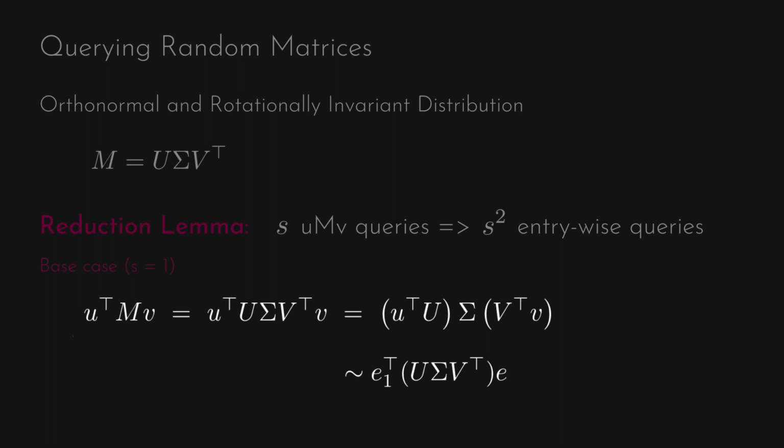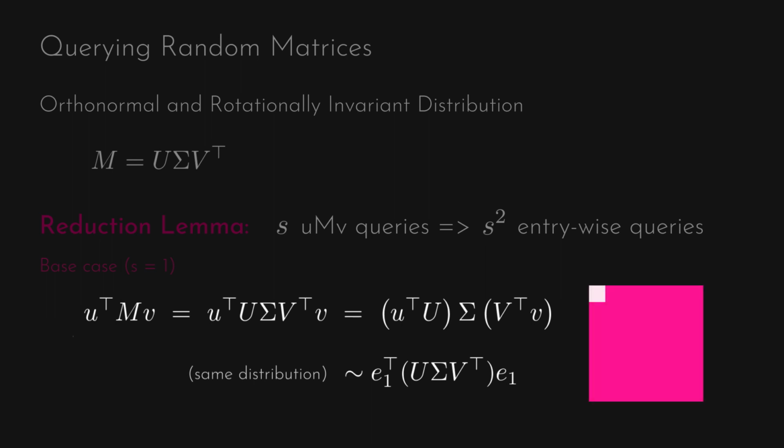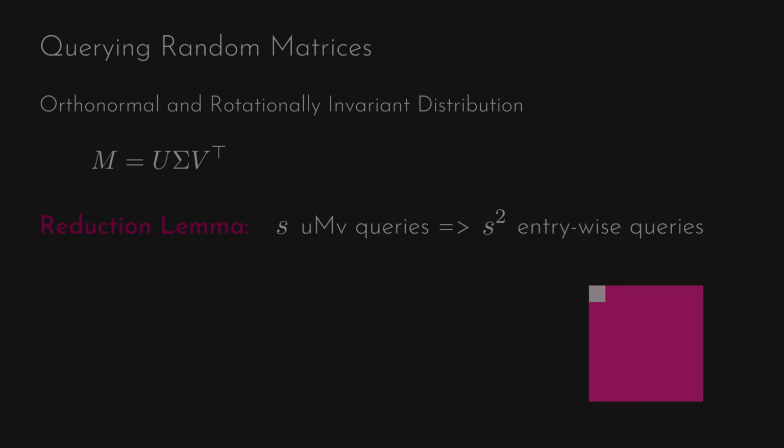We could have just used the standard basis vector e1, which is the vector with a 1 in the first position and zeros everywhere else. In other words, we could have just queried the first position of M. This leads to the exact same distribution where we multiply with capital U and capital V, so we get the same output that really only depends on sigma. The rest of the proof is by induction, and you can find the full details in the paper.